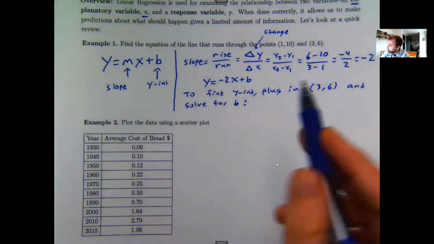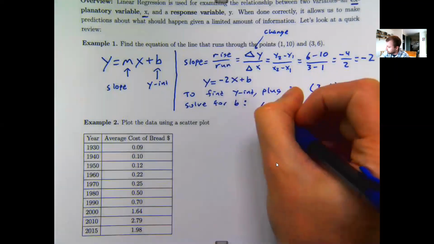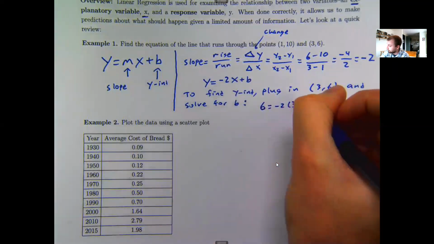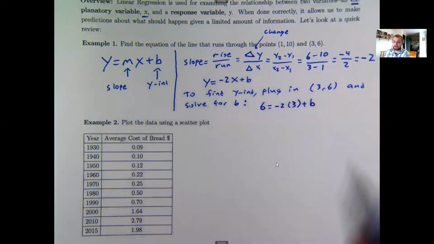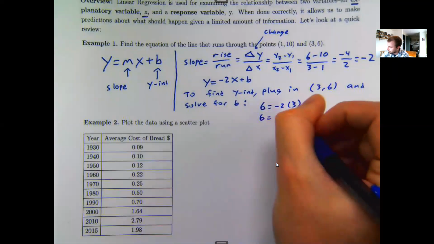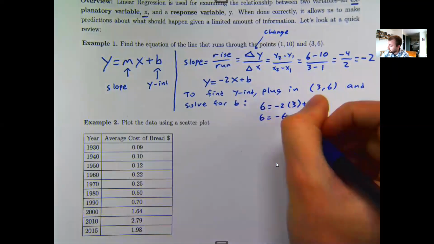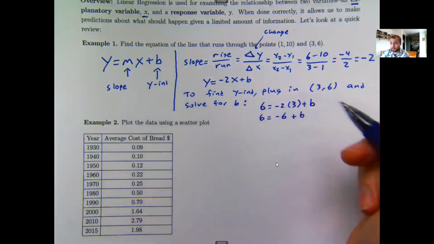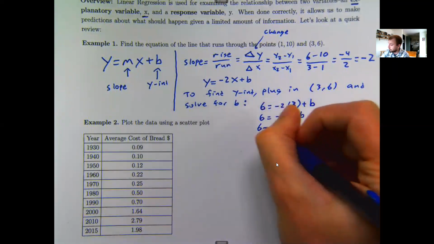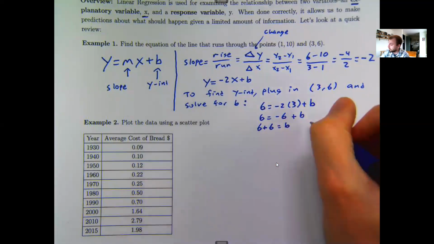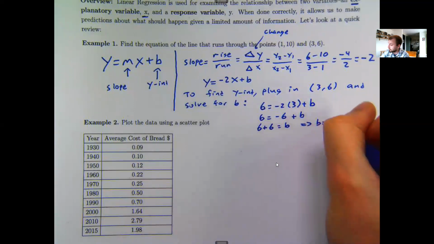For my y value, I'm plugging in 6. For my x value, I'm plugging in 3. And my b value, I don't know. I'm going to find it here. Negative 2 times 3 gives me negative 6. Adding this to the other side, so making it a positive on the other side, gives me 6 plus 6 is b. So in other words, my b is 12.